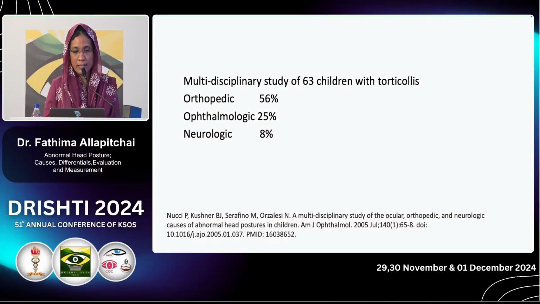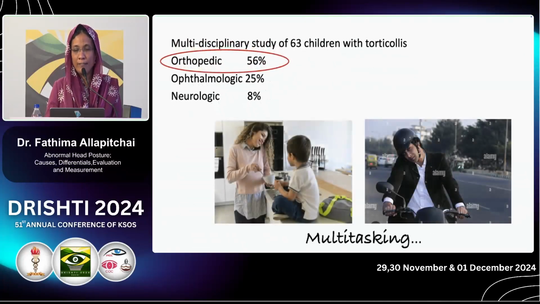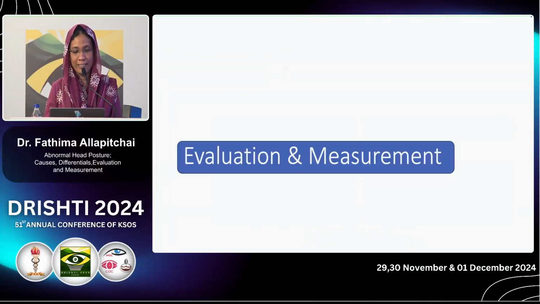Orthopedic causes lead the first, and then ophthalmic and neurologic. But anyway, I have not included the voluntary head postures, but soon in future it may become involuntary due to muscle fibrosis and may reflect upon the orthopedic clinic.